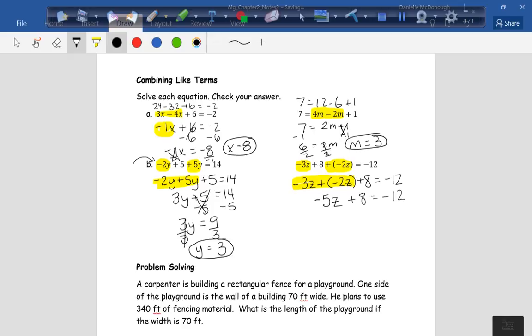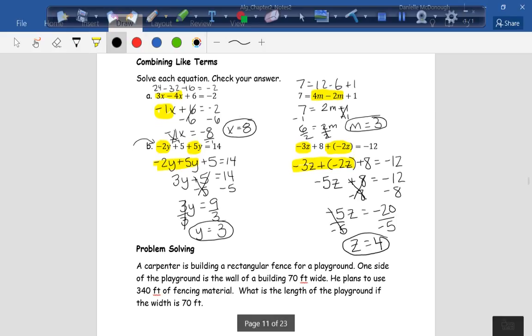I'm down to my two-step equation, so I'm going to get rid of my addition or subtraction first. So I'm going to subtract 8 on both sides. I'm left with negative 5z is equal to negative 20. Negative 12 minus 8 is negative 20. From there, I'm going to divide by my negative 5 to get z is equal to, well, negative 20 divided by 5 is a positive 4.